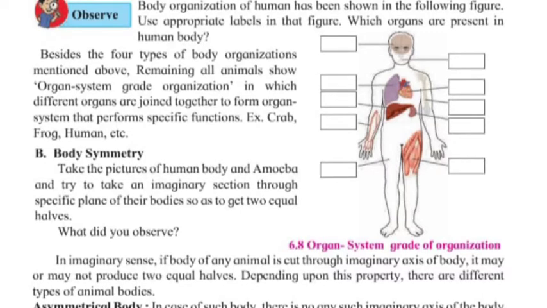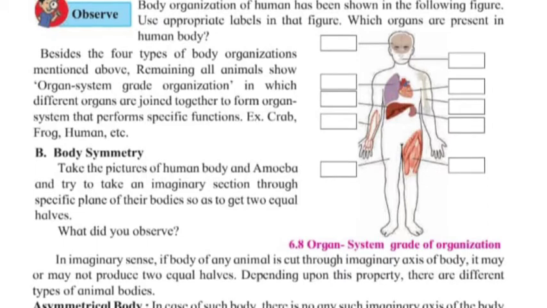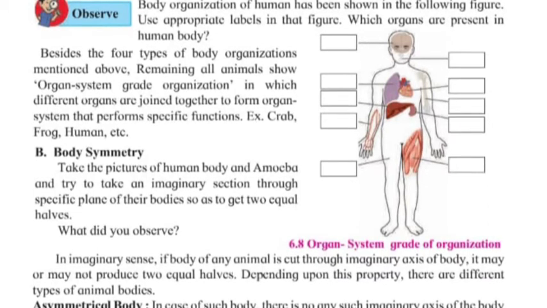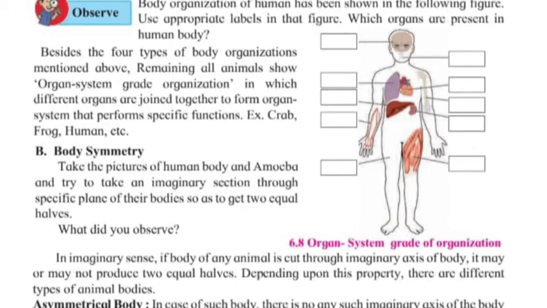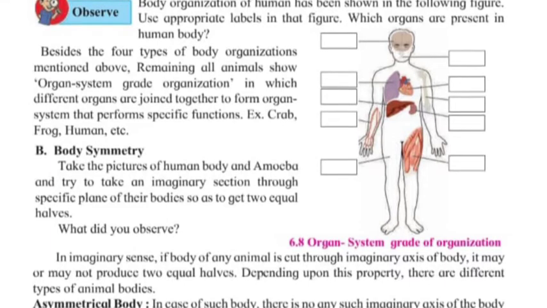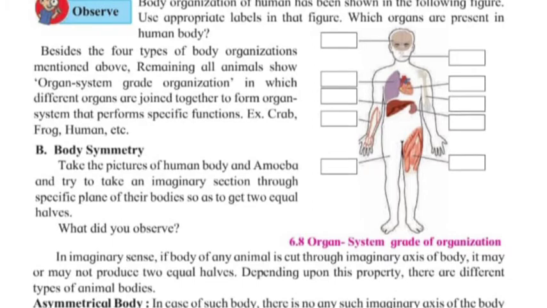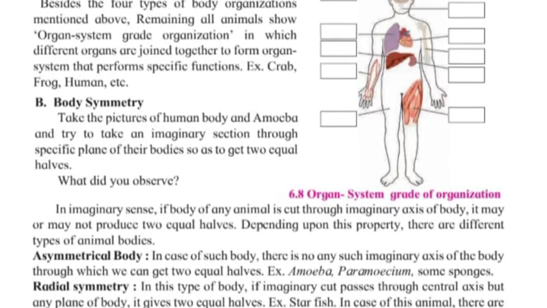What can you get? In humans you will definitely guess. Two eyes are there, so one is left, one is right. Two hands are there, left and right. Two legs are there, right leg, left leg. All the symmetry is there, which means body symmetry is there. If the body of an animal is cut through an imaginary axis, it may or may not produce two equal halves. Depending upon this property, there are different types of animal bodies.